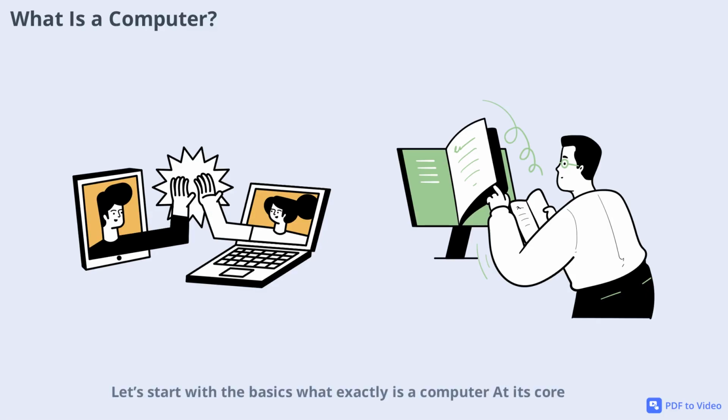Let's start with the basics. What exactly is a computer? At its core, a computer is an electronic device that follows instructions stored in its memory. It can accept data as input, process that data according to specific rules, produce information as output, and store this information for future use. Think of it as a highly efficient assistant that can handle millions of calculations in seconds, never gets tired, and always follows your commands precisely.